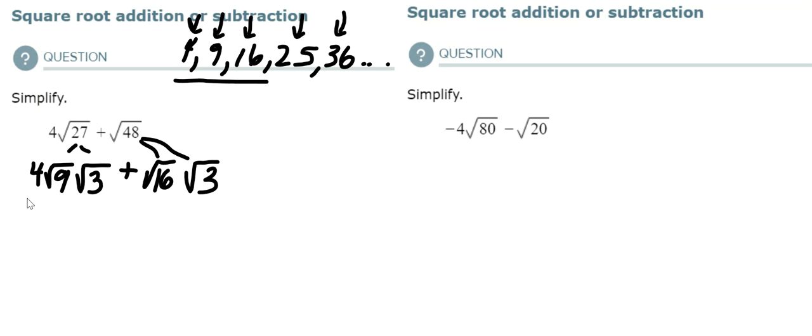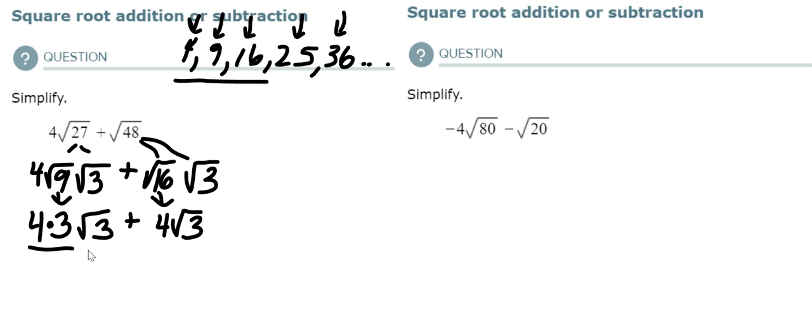Once I've found what they break apart as, I'm going to go ahead and simplify. Again, I'm going to bring down that 4. The square root of 9 is just 3, square roots of 3, plus the square root of 16 is just 4. Now I'm going to simplify this. I'm going to multiply 4 times 3, so now I have 12 square roots of 3 plus 4 square roots of 3.